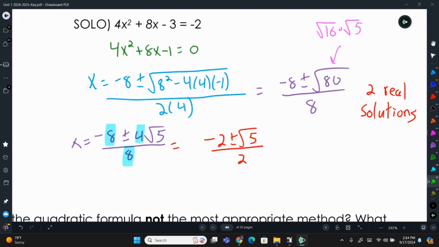Well, the square root of 16 is 4. So that's how I got 4 times the square root of 5. And now those three blue numbers I highlighted, since they're all divisible by 4, I can reduce that by 4, and that's how I got negative 2 plus or minus the square root of 5 all over 2.